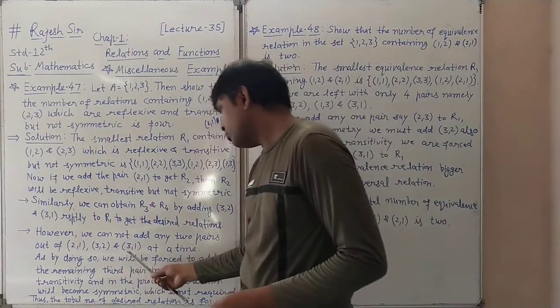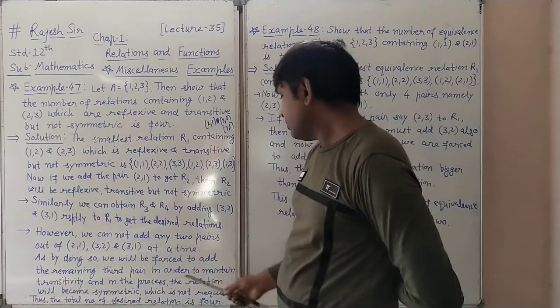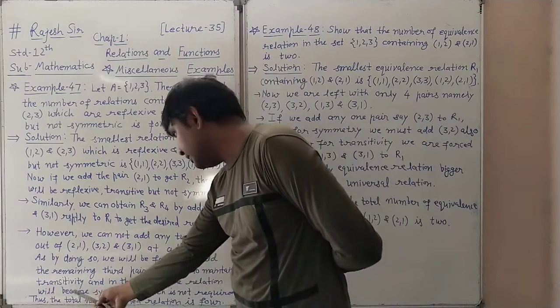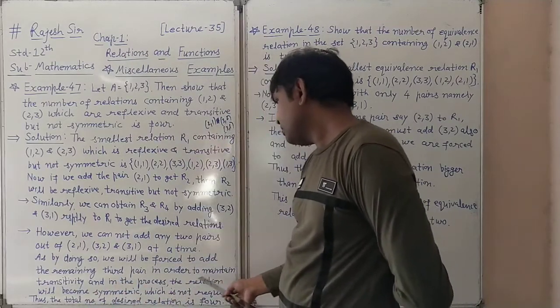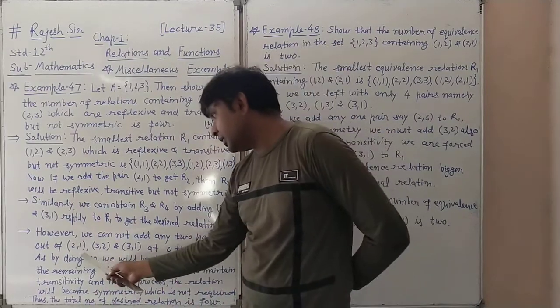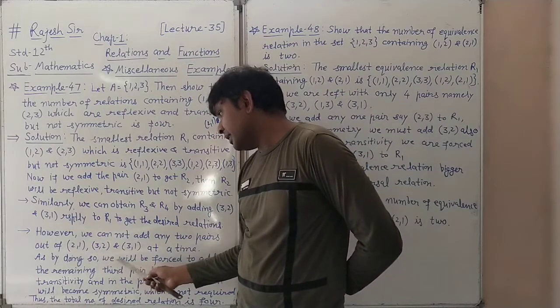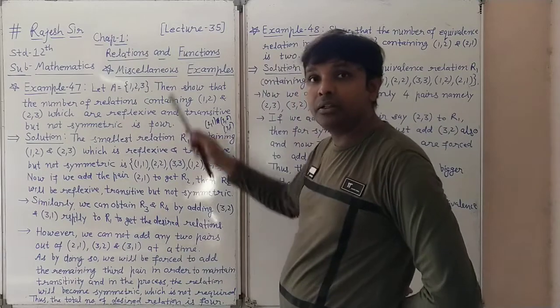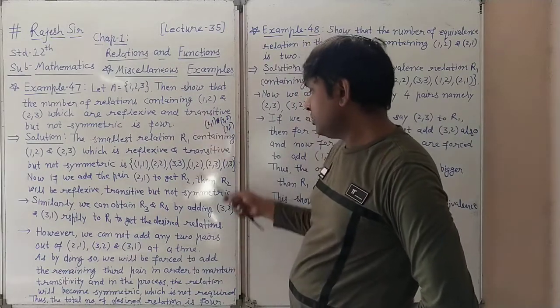So you must add 3 1 also. Why? To maintain the relation of transitivity. If you add 2 1 and 3 2, you must add 3 1 also. Then only can you maintain the given conditions.